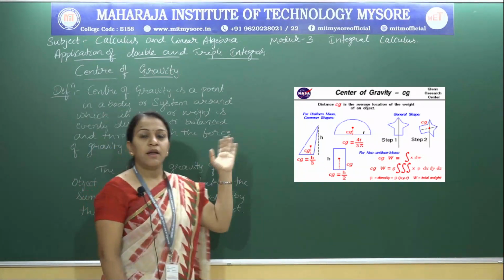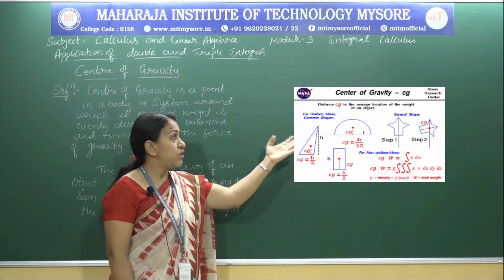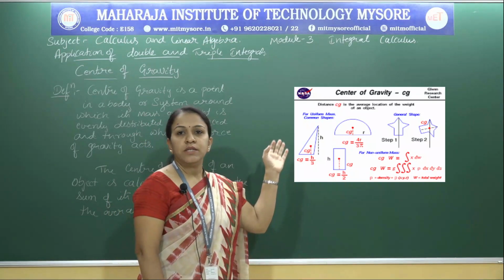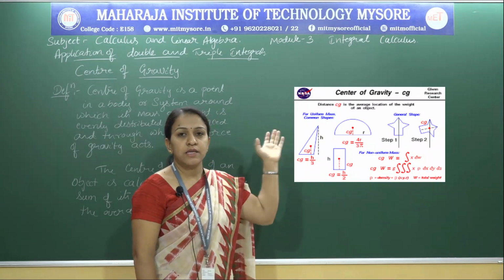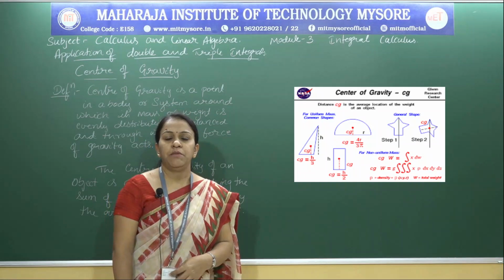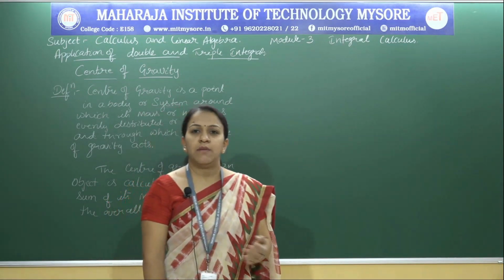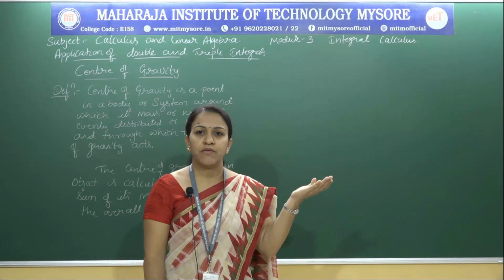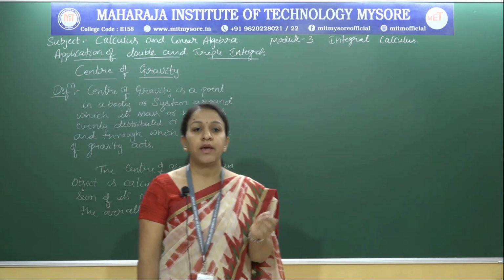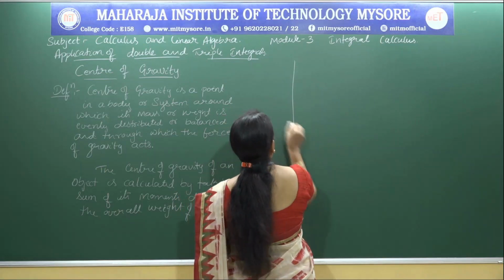So we can calculate the center of gravity for different shapes. As you see in the slide, we can find the center of gravity for all of these. But in our syllabus we are supposed to find the center of gravity for a plane lamina. Then what is a lamina? A lamina is a thin layer or plate of the given curve. So let me define that.